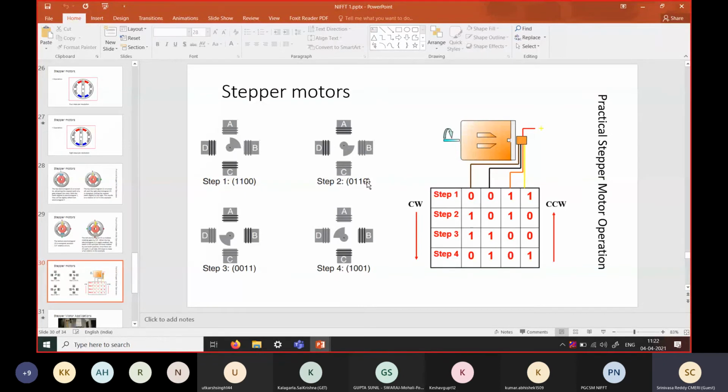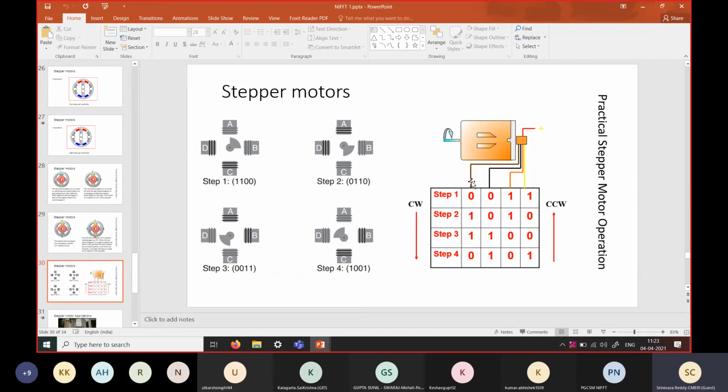In the next it is 0110, that means B and C are on, so it is going to align between B and C. And the next one, C and D are on, so it is going to align between C and D. And in the next, A and D. So like this we can have different kinds of discrete motions with the stepper motor.